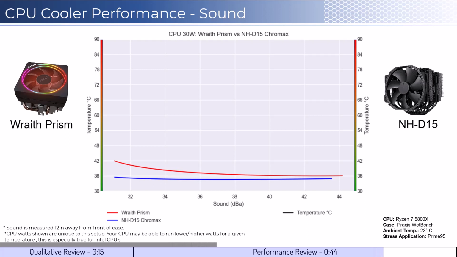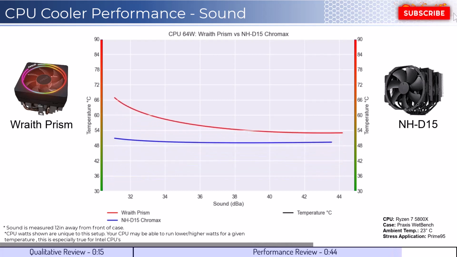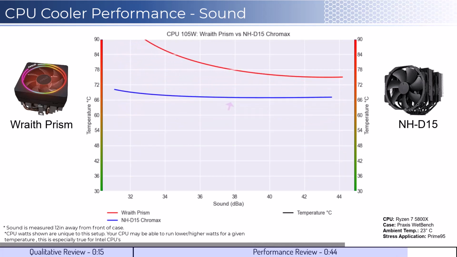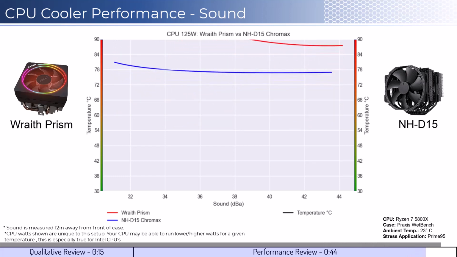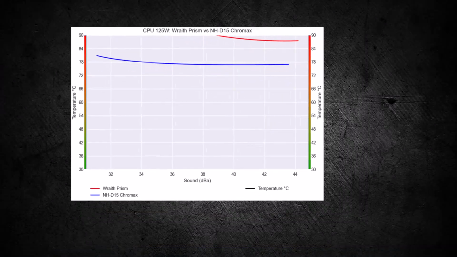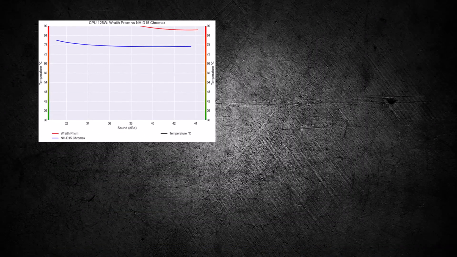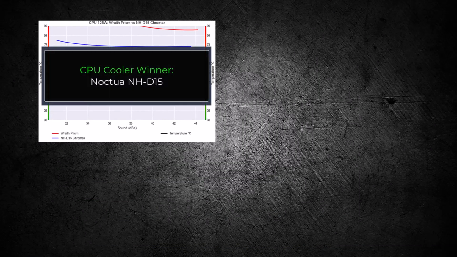When comparing the coolers by normalized noise levels, we can see that the D15 cooler performs better at lower decibel levels. As we increase the watts to 105, we can see that the D15 begins to materially outperform across the board. And as we increase the wattage to 125, we can see that this trend continues. Overall, the D15 cooler has much better cooling for a given noise level, making it the winner for this comparison.